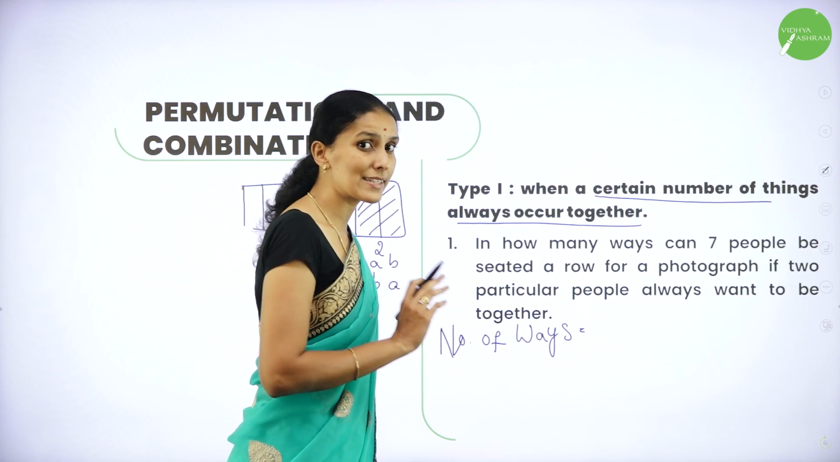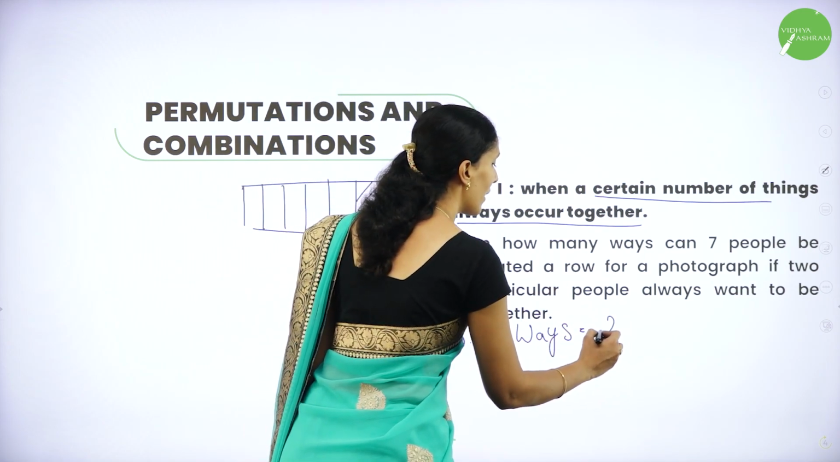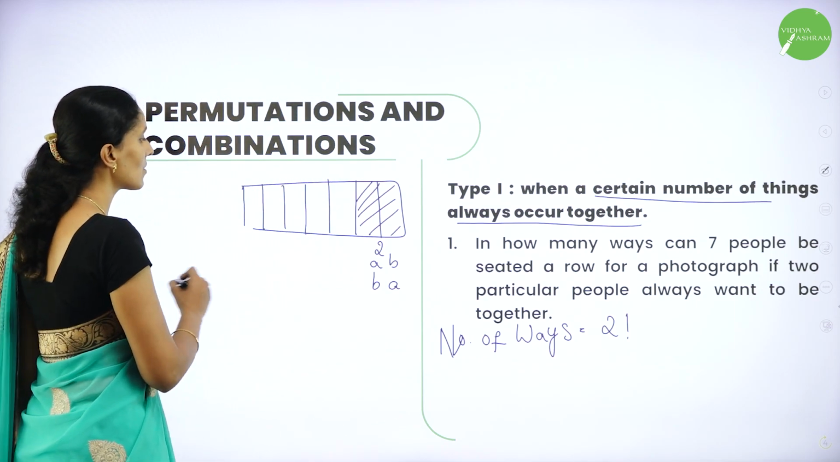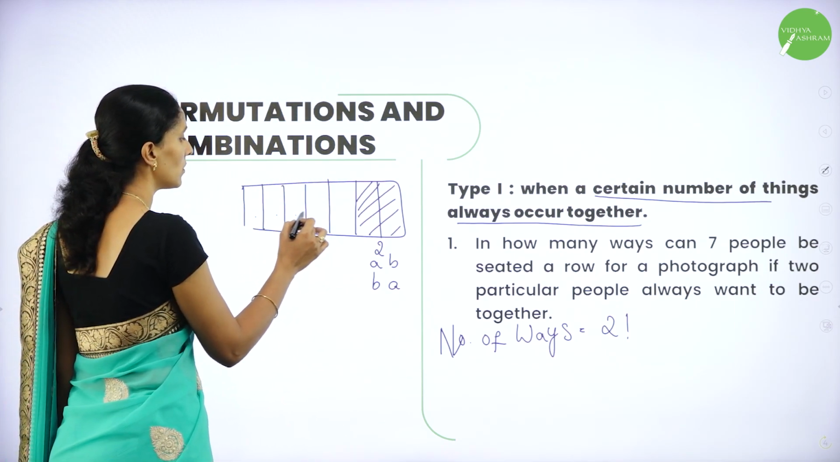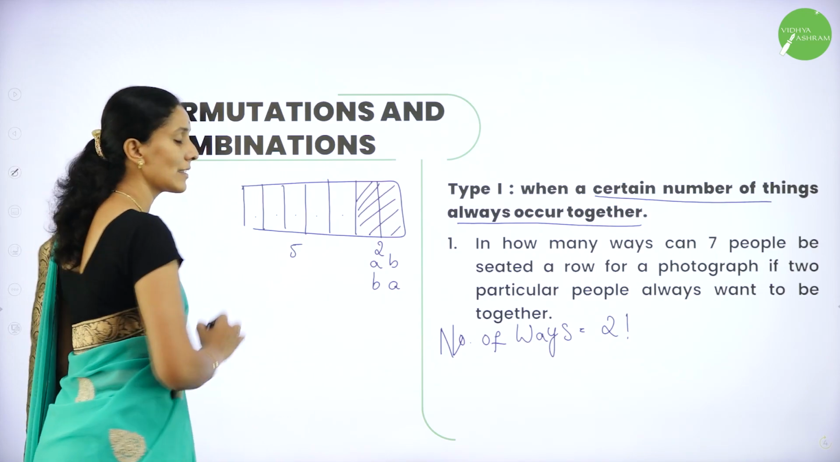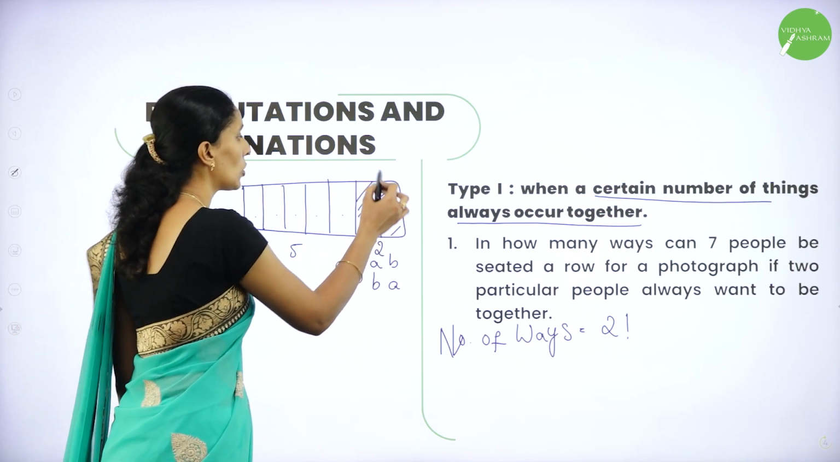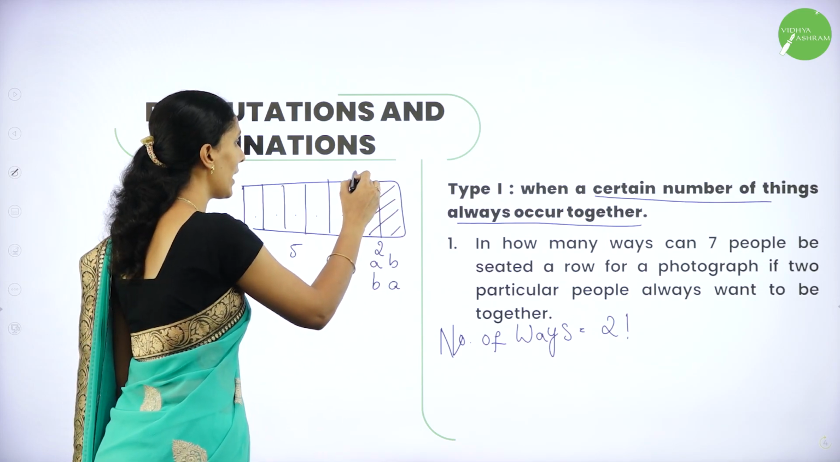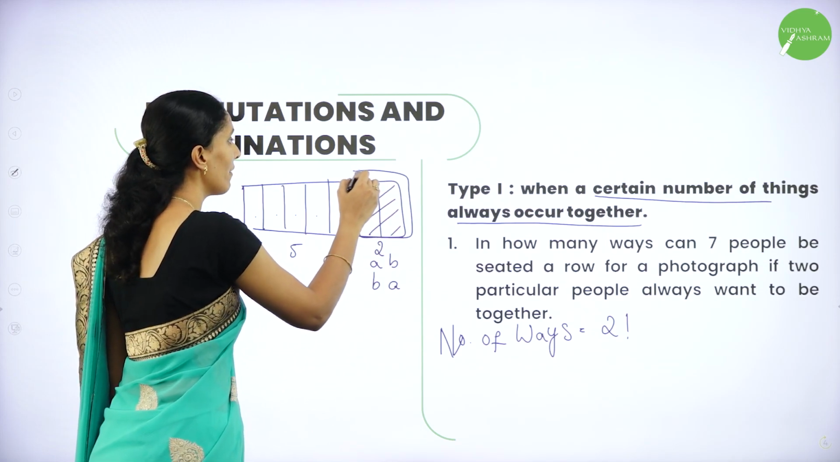So how many ways can they be arranged? They can be arranged in 2 factorial ways. Okay, how many places are remaining now? 1, 2, 3, 4, 5. 5 places are remaining. Here 2 places are already occupied by the 2 people, so we have to take this as only 1 unit.